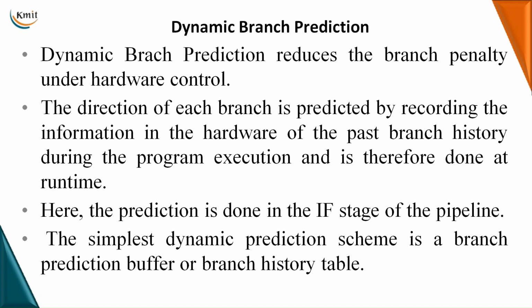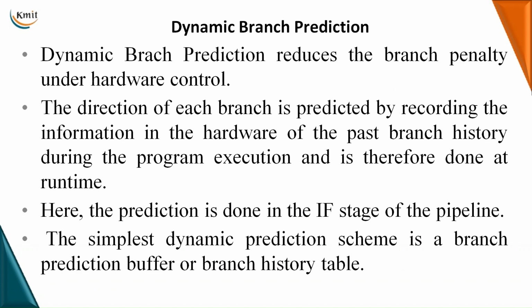As a static branch prediction technique implements the prediction based on software control, the dynamic branch prediction technique reduces the branch penalty under hardware control, using hardware. So here the direction of each branch is predicted by recording the information in the hardware of your system of the past branch history during the program execution. And here the prediction is done at runtime. In case of static branch prediction, the prediction is done at the compile time of your program.